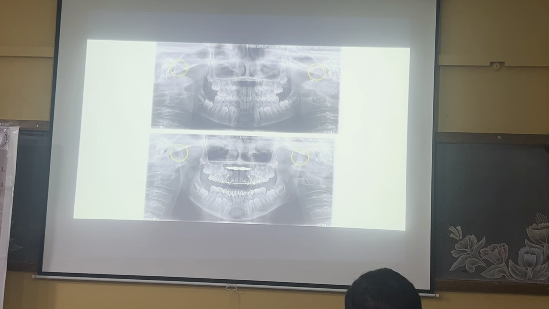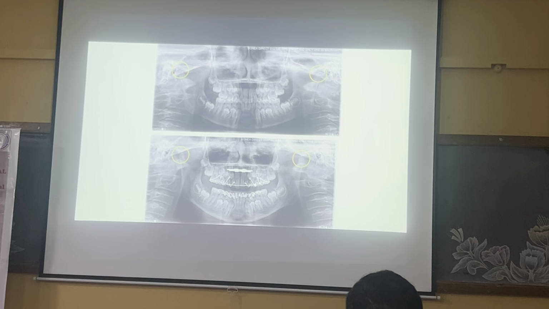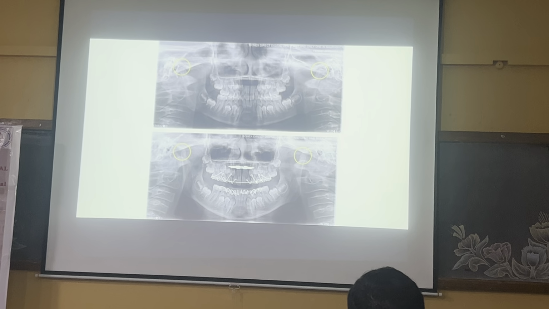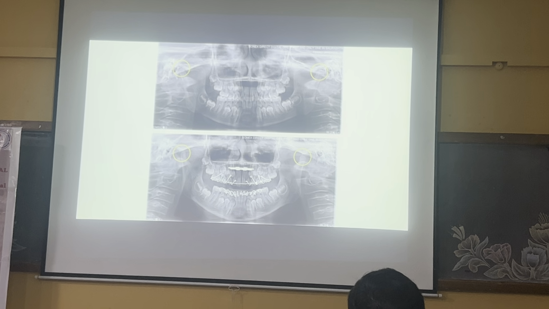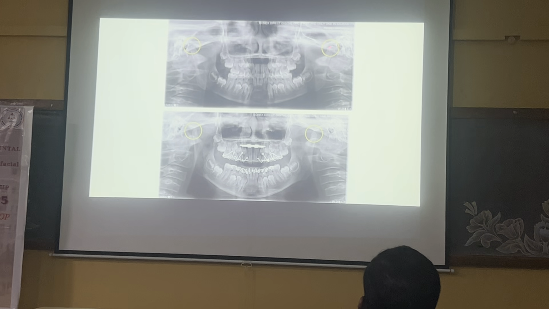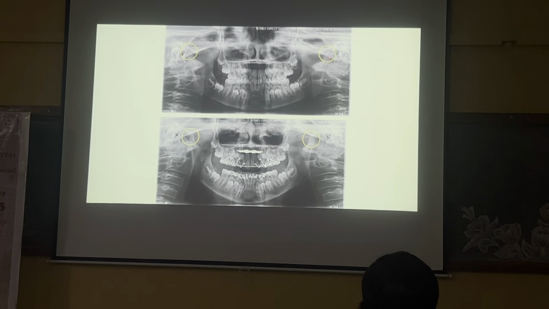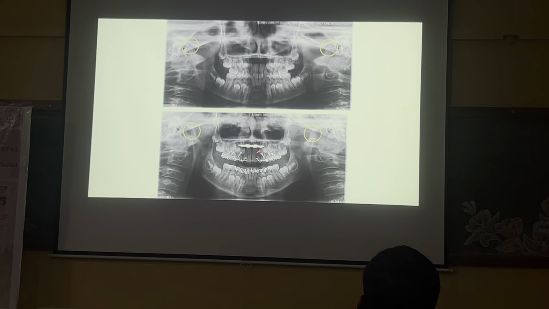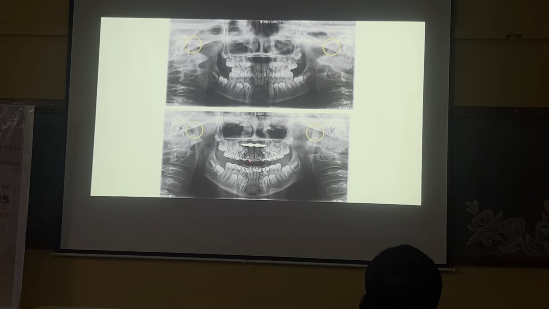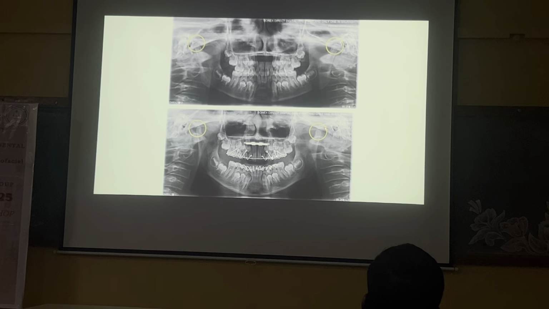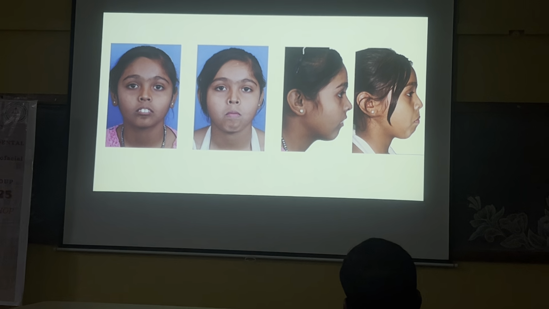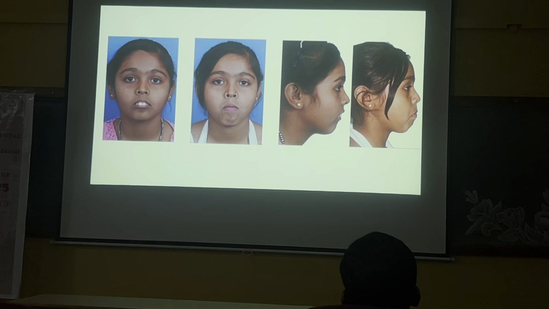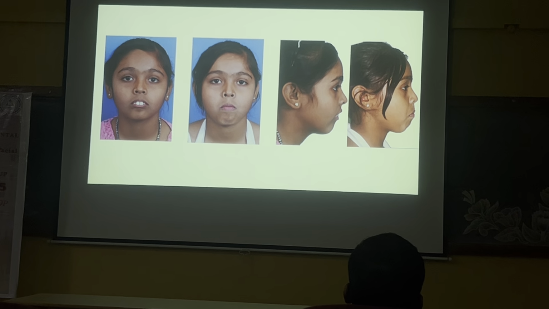See how the head of the condyle will travel from the glenoid fossa downward and forward over the articular eminence as soon as we insert the twin block. See how the head of the condyle is seated in the normal case, and as soon as we put the twin block appliance, how the head of the condyle will travel over the articular eminence. See, these are the pictures with the twin block.